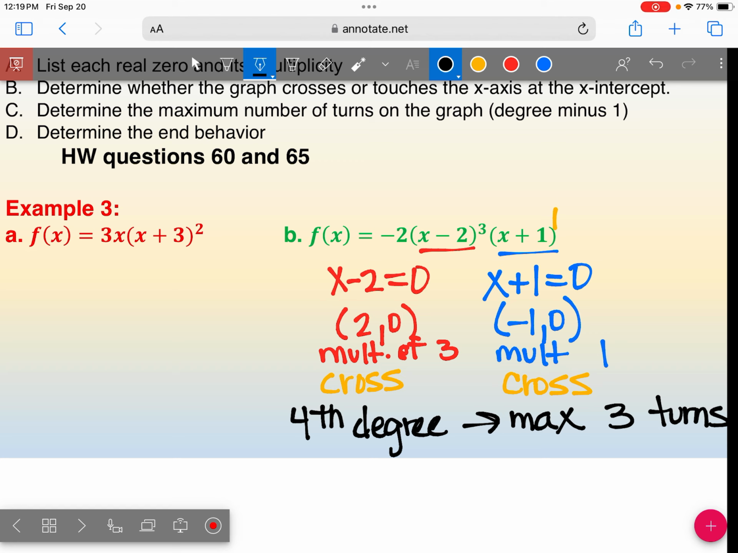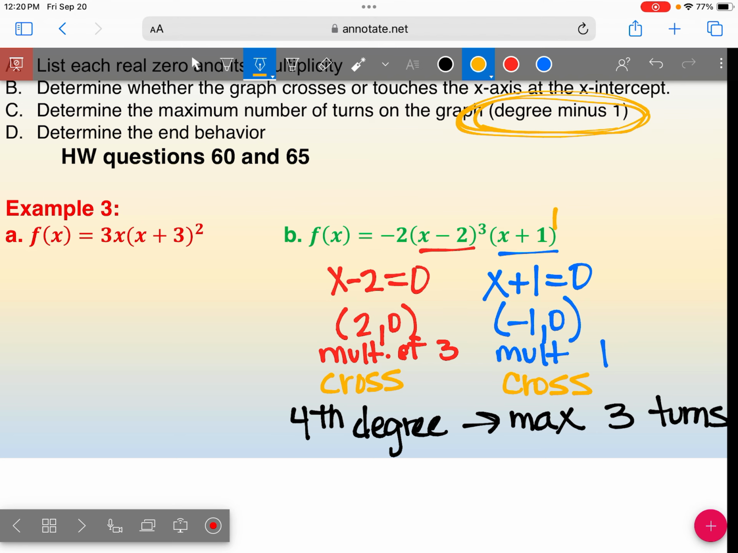All right, so now let's talk about our end behavior. Yes. How is it max 3 turns? So your maximum number of turns is always whatever your degree is, minus 1. That's the maximum number you can have. And because 4 minus 1 is 3, one second, then let me do the next one. Then I'm going to go back to questions.